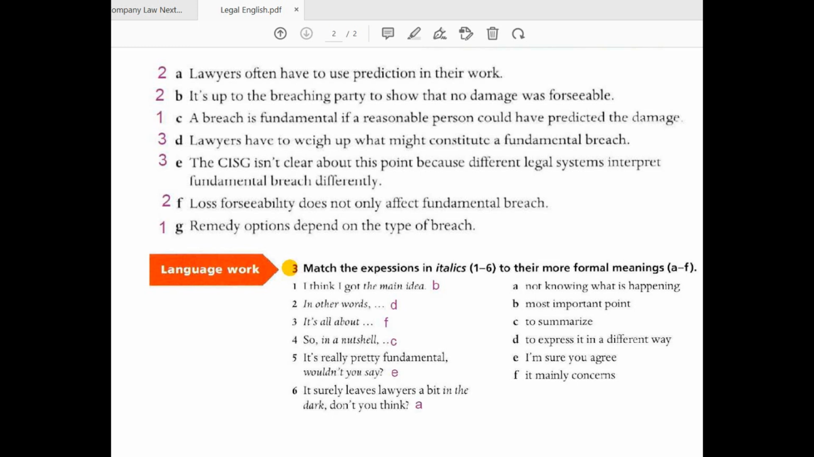In other words, to express it in a various way. It's all about, it mainly concerns. So, in a nutshell, to summarize, it's really pretty fundamental, wouldn't you say? I'm sure you agree. And six, it surely leaves lawyers a bit in the dark, don't you think? That's option A, not knowing what is happening.